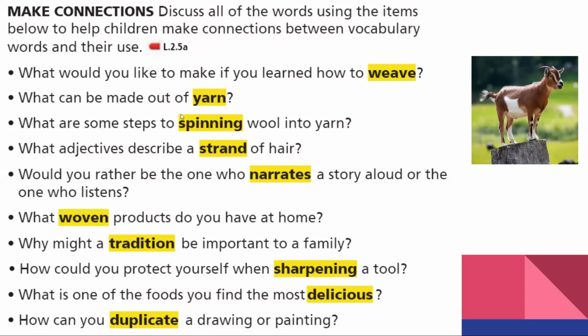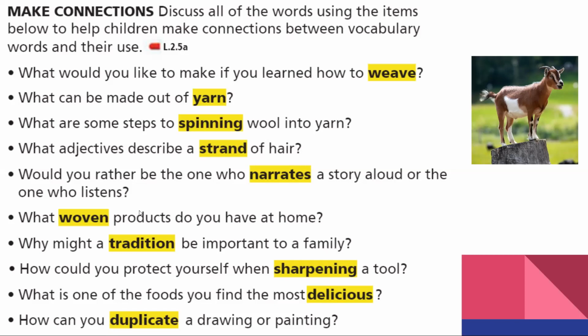What are some steps to spinning wool into yarn? And you might not be able to answer this one yet, but after our story today, you sure will be able to. What adjectives describe a strand of hair? So you're describing maybe different than mine. My strand of hair is long. It is blonde. And it is clean. What are some adjectives that describe your strand of hair?